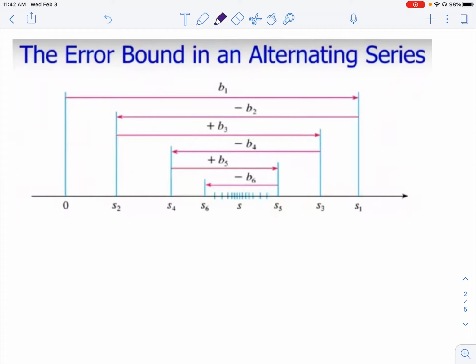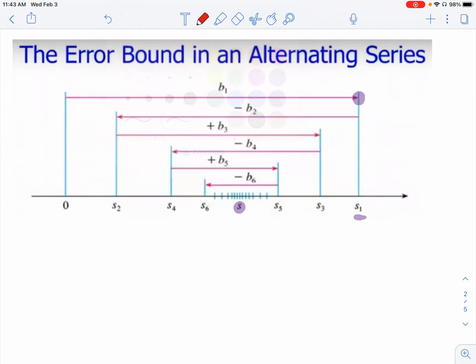First off, I want to point out that the actual sum of this alternating series is located right over here. Now, if the first term in our series is positive, then when we add the first term and say, okay, we're going to stop there, that's my partial sum, that's my approximation. So I'm trying to approximate the actual sum of the series by adding just the first term. And I can see clearly that this is an over approximation.